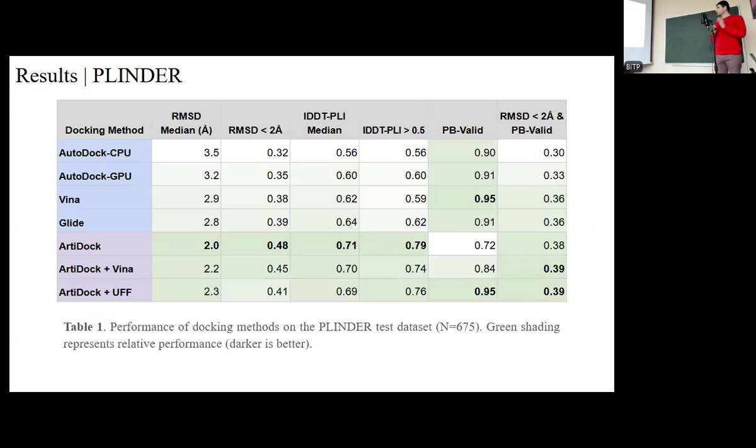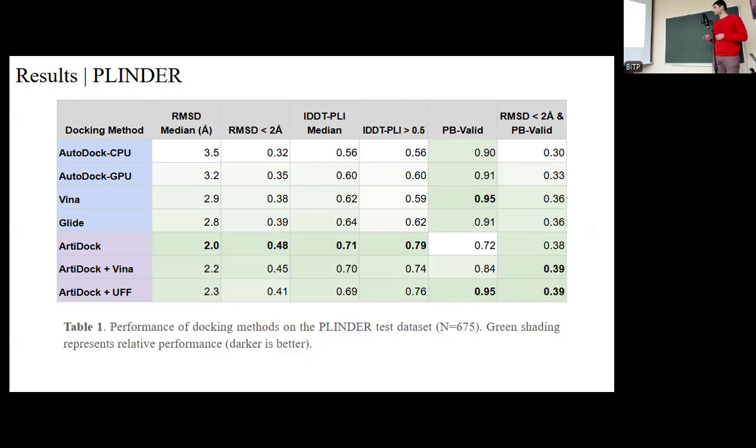Okay, so let's now move to the results. This slide depicts performance on different docking tools, in particular machine learning based tool and classical tools. We compared to Autodock 4, or Autodock CPU as we call it here, Autodock GPU, Vina, and Glide, classical widely used docking tools.